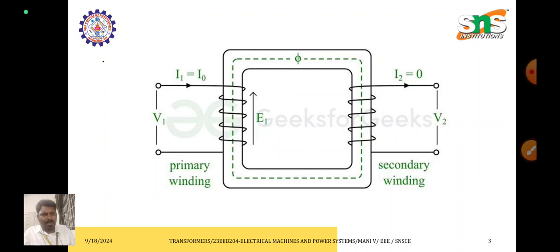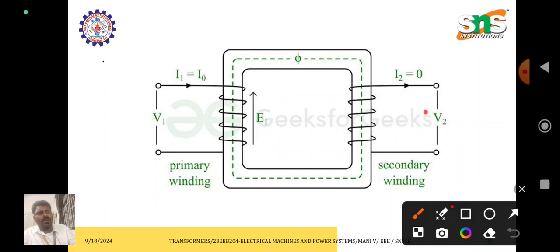The primary winding is connected with the source and the secondary winding is connected with a load. But here the secondary winding is kept open. It is nothing but an open circuit, so there is no current. Therefore the current through the secondary winding is zero, because there is no load.